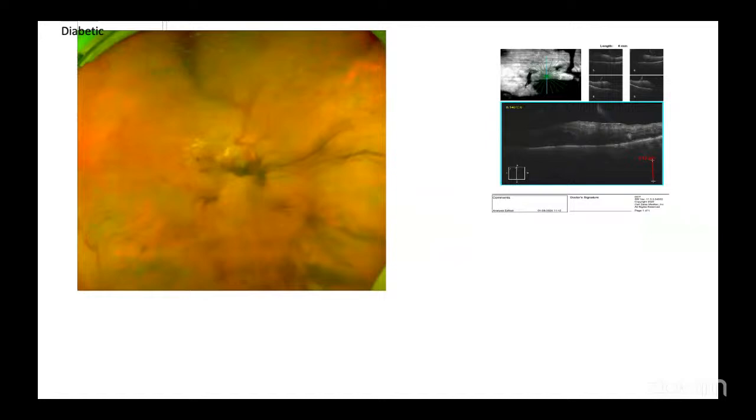So, what is the diagnosis for this patient? Can you please describe and mention the diagnosis? Anybody, any candidate, please. First, tell what is the imaging modality. On the left side, what is the machine which has been used? Any candidate?